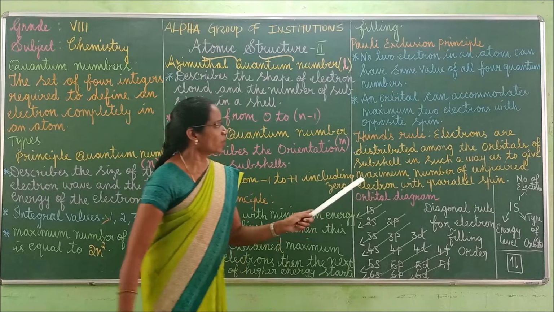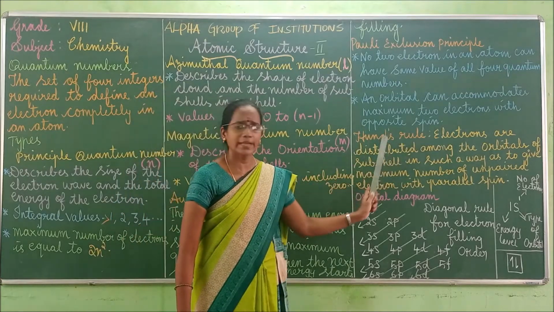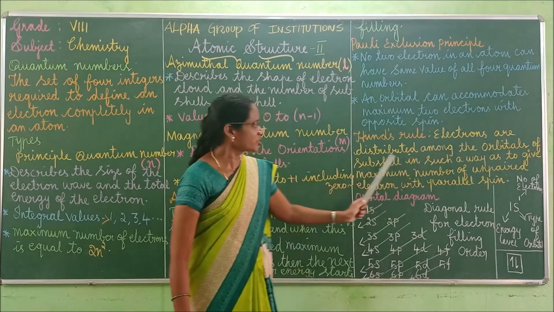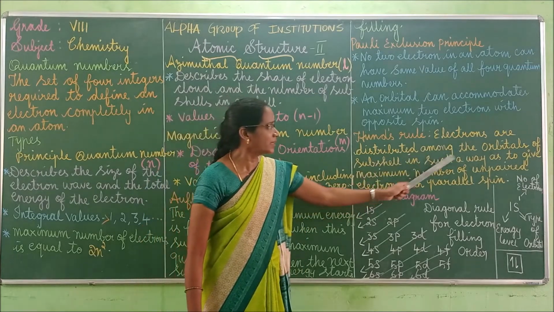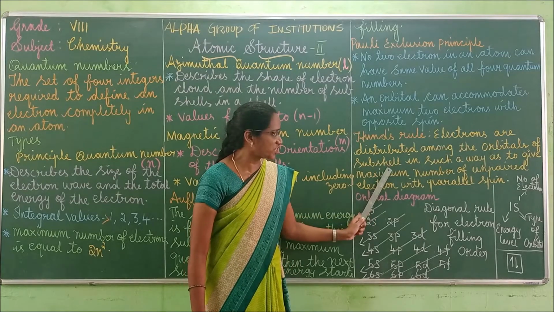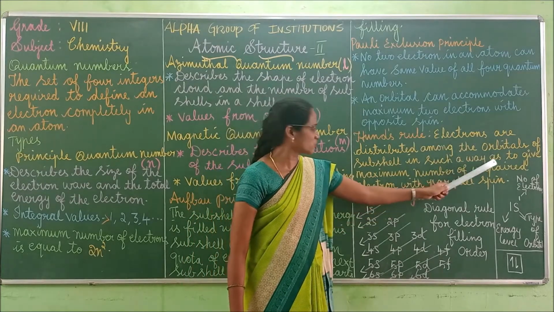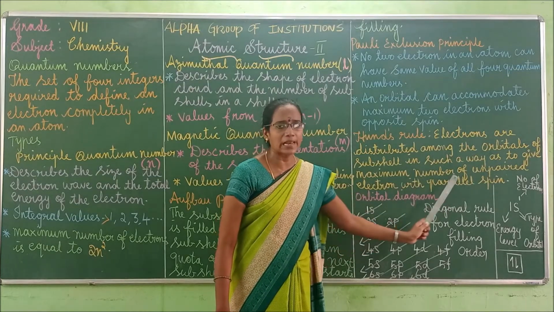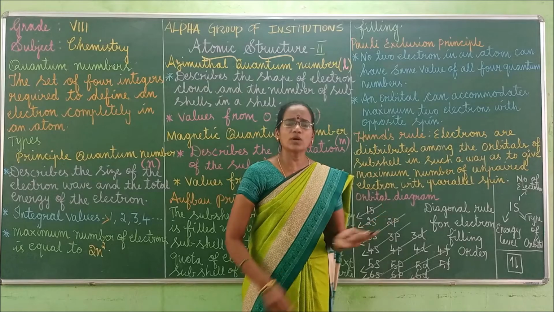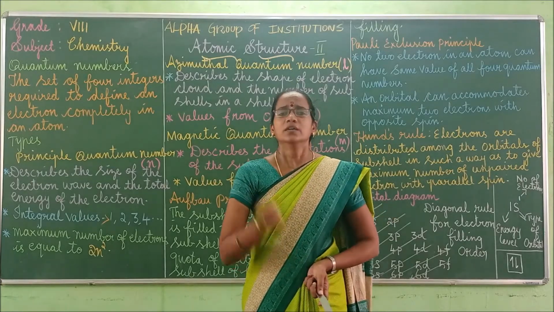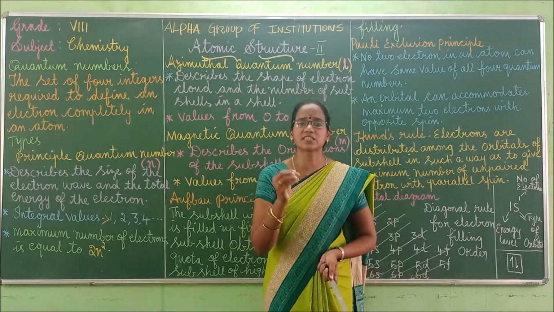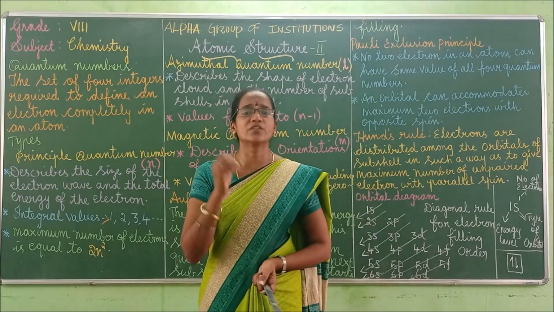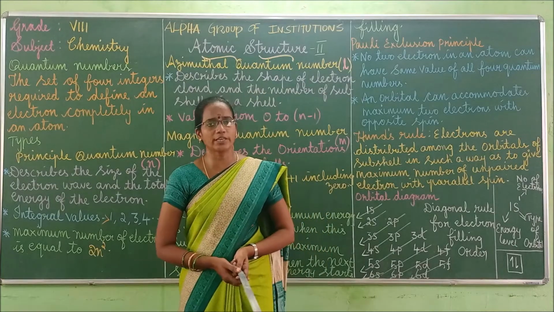Right. So next one, Hund's rule. Hund's rule states that electrons are distributed among the orbitals of a subshell in such a way as to give maximum number of unpaired electrons with parallel spin. Hund's rule was formulated by the famous German physicist Hund. He was well known for his work on atoms and molecules.